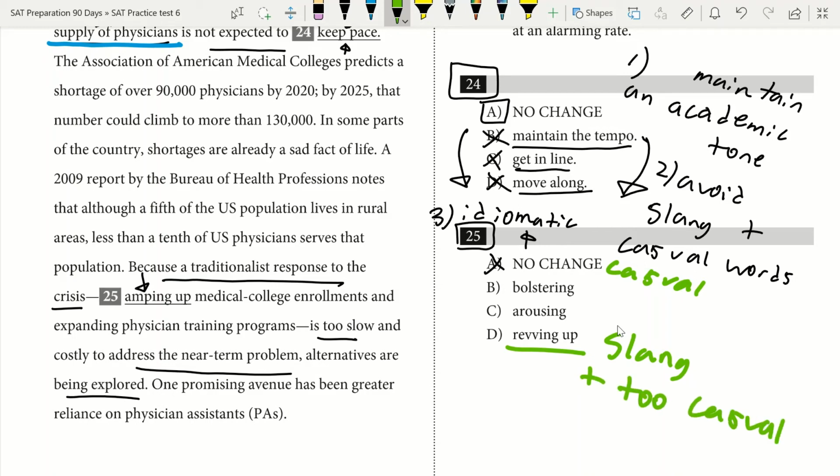Okay, we don't want to be casual and we don't want to use slang when we're talking about the SAT writing section. We want to maintain an academic tone, avoiding slang and casual words. So now let's take a look at options B and C.